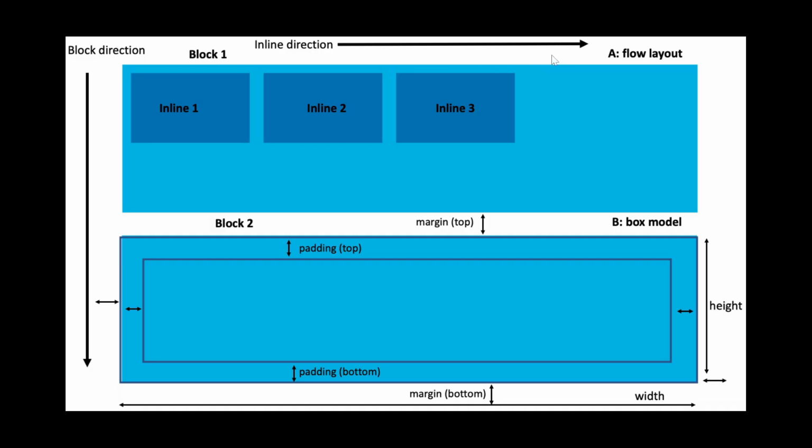So this is the box model. This is the flow layout, this is the box. So you can arrange various elements in a block. When you're arranging various elements in a block, you are arranging them in line. So those particular elements are now inside a block.